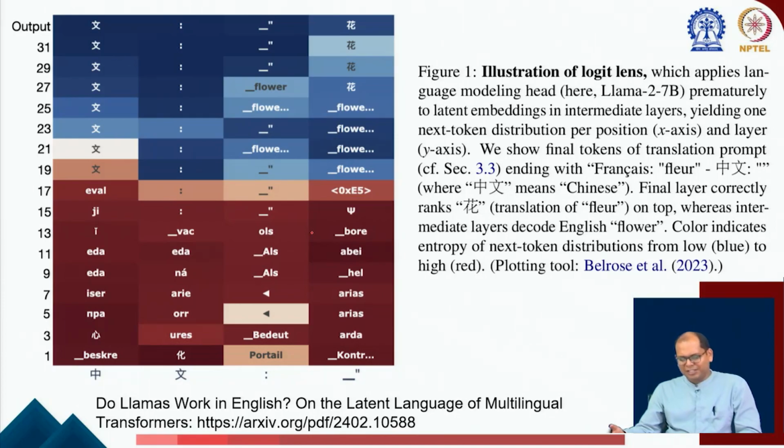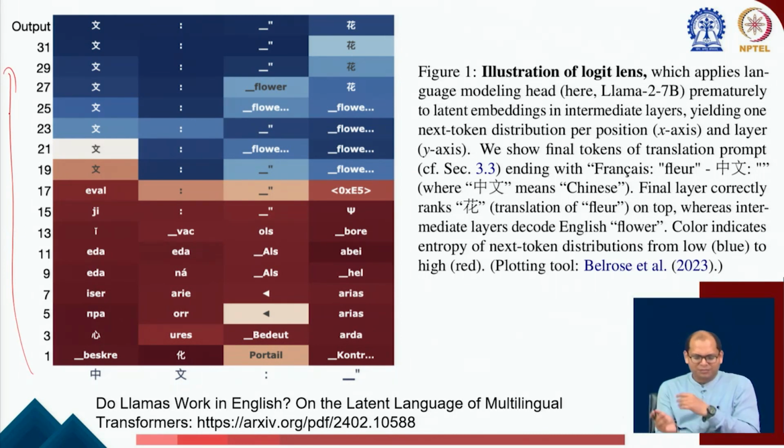This picture is a continuation of what we were discussing about logit lens, but this is from a very recent paper, "Do Llamas Work in English? On the Latent Language of Multilingual Transformers." If you look at the picture, you are seeing predictions across layers. You are trying to project, using maybe the tuned lens, what word you will predict from that hidden layer. And you see it is going to the target language quite late. That was the finding.